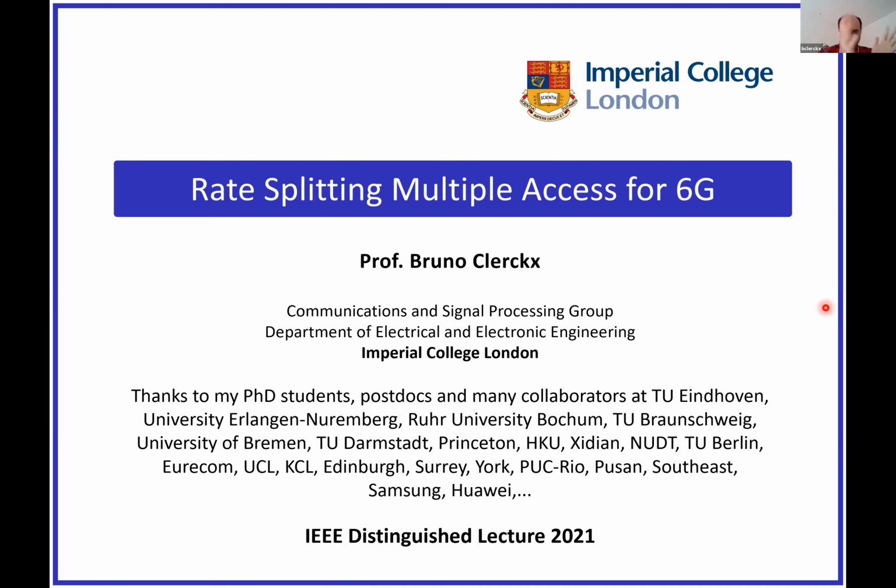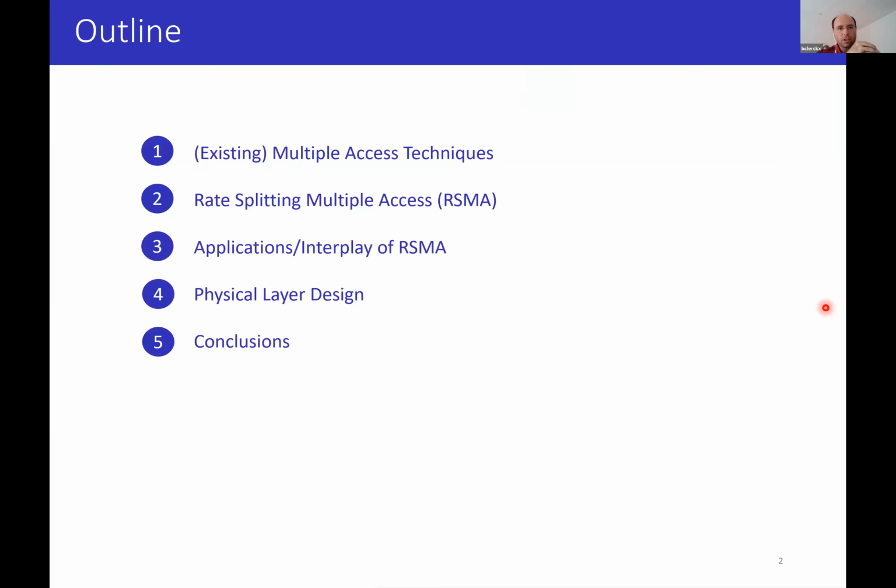And so during this 1 hour, essentially, I will talk about the following. I will talk about existing multiple access techniques relatively briefly. And then I will introduce rate-splitting multiple access, tell you how it works. And then we're going to look at applications of rate-splitting multiple access in numerous different scenarios and the interplay between rate-splitting multiple access and other technologies. Look at physical layer design and then conclude.